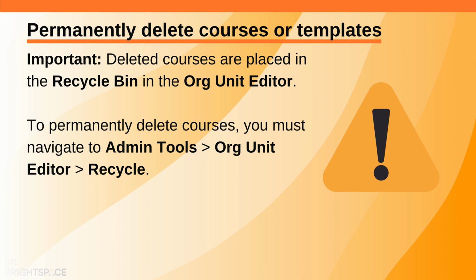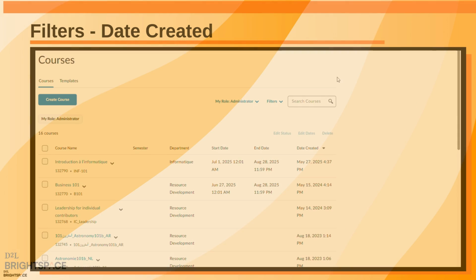It is important to note that deleted courses are placed in the recycle bin of the org unit editor. To permanently delete courses, you must navigate to Admin Tools, Org Unit Editor, Recycle. Select the courses or course templates you want to delete and click Delete Permanently.